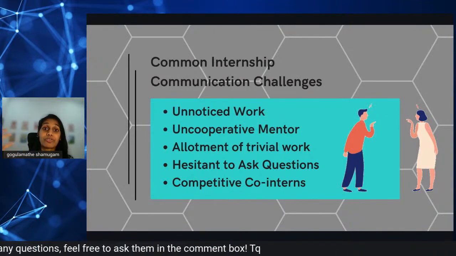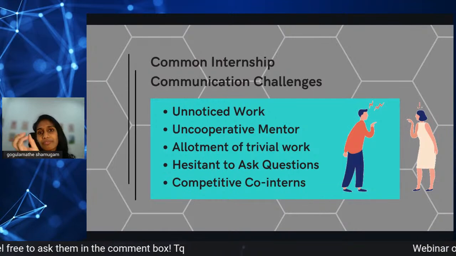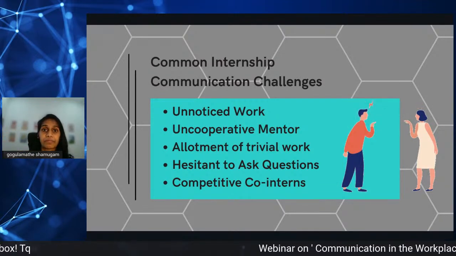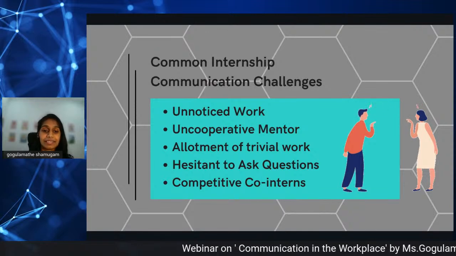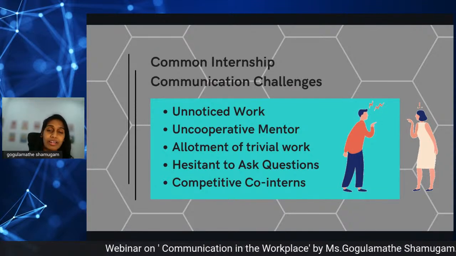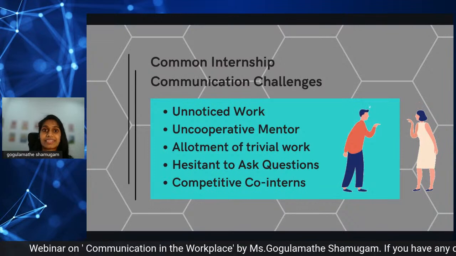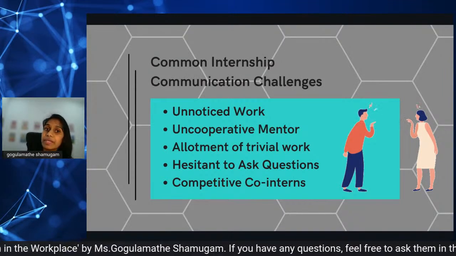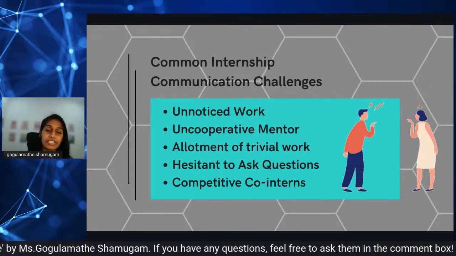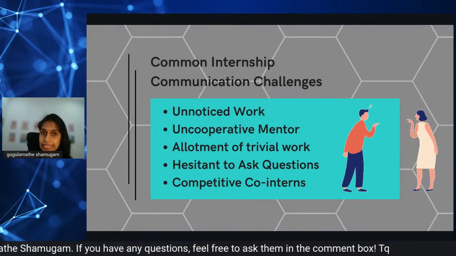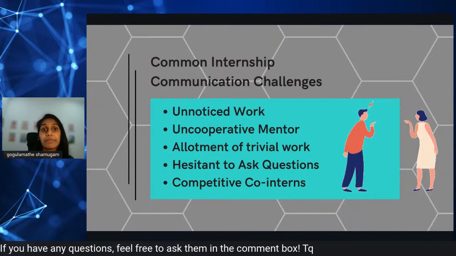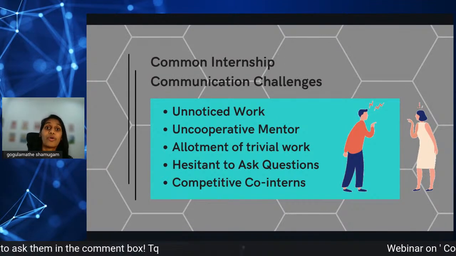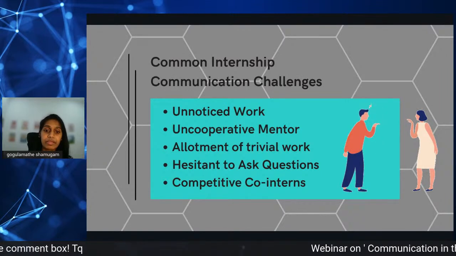I know this, but I'm not really sure. Can you elaborate more? I do have a little bit of a point, but I need further elaboration on this, right? So that is another. And last but not least, competitive co-interns. Sometimes you might be joining an internship company whereby you are the only intern. Sometimes you might end up in a company whereby you have a few co-interns with you, right?